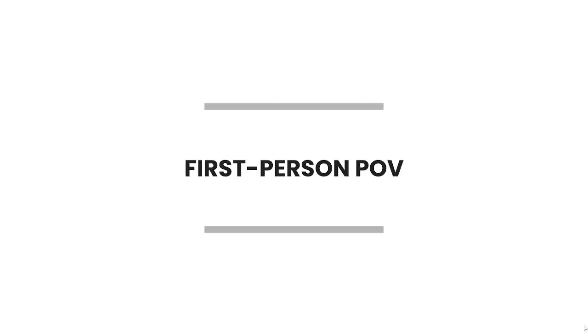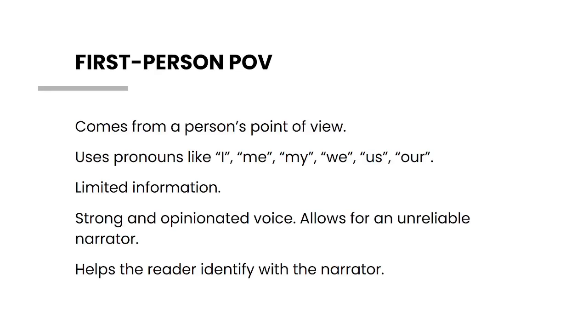Okay, let's move on to first person. First person is the next most common one that I see. Basically it refers to I, me, my, we, us, our. So it's from a specific person's point of view. You generally get limited information, just like limited third person, right? You are even more limited.